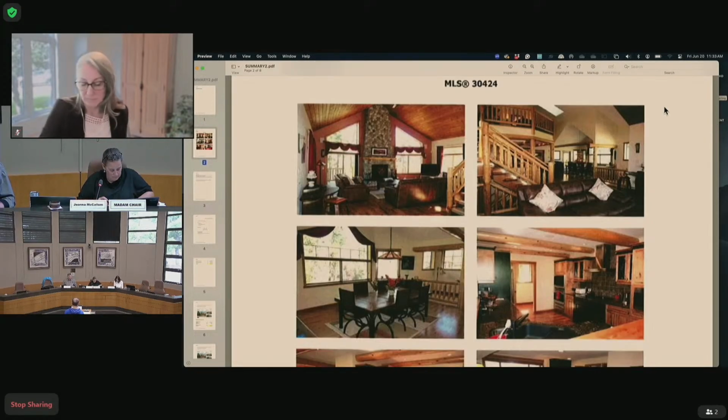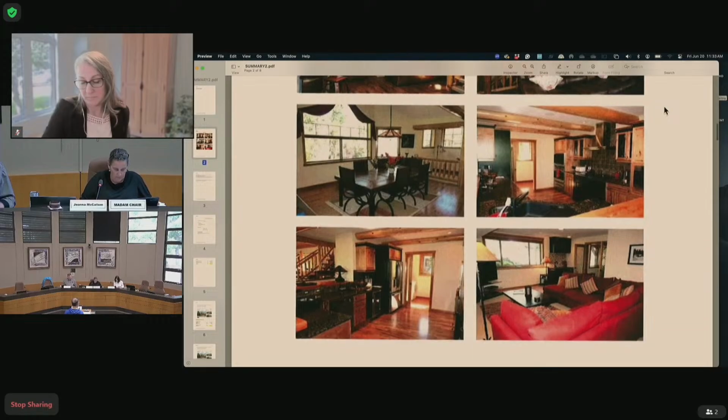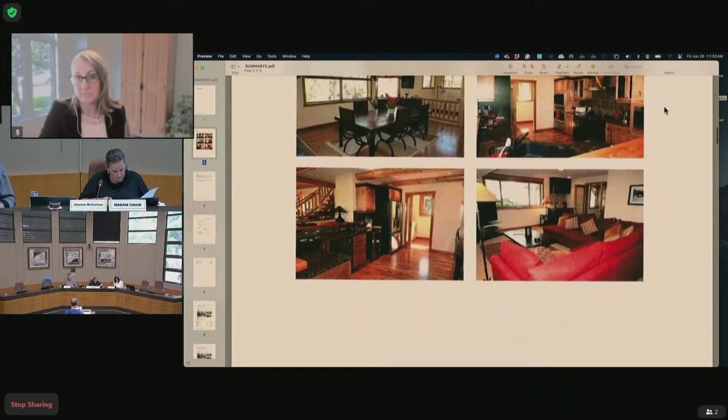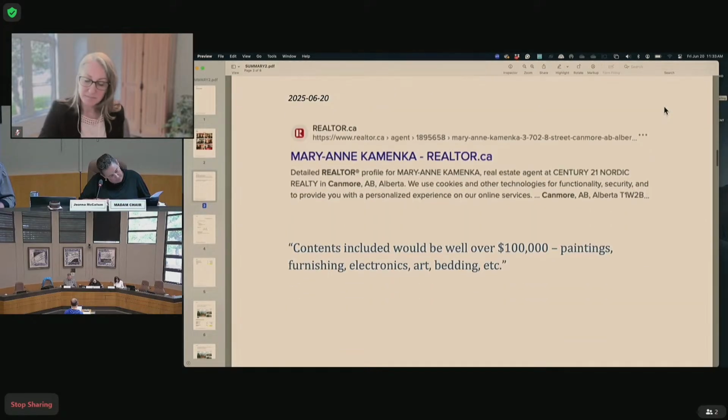You can see the quality of the stuff that was in here, all leather chairs and everything. Marianne said most of it was purchased here in Canmore. As best I can tell from her comments, there were paintings, art, top-notch electronics and everything else in here. So based on this comment from the respondent and the proofs that I put in, you can go and look in detail. All the contents were included, and they were spectacular.